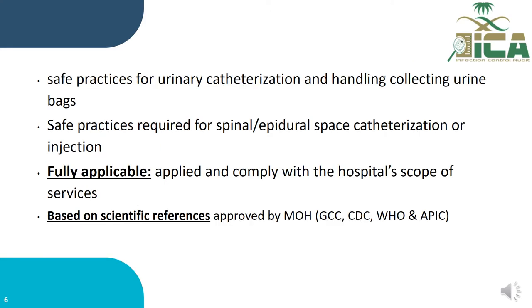Also, the policy should include the necessary safe practices for urinary catheterization and handling or collecting the urine bag, like the required supply, antisepsis, recommended personal protective equipment, and the procedures. Also, it should include the safe practice required for spinal or epidural space catheterization or injection: the required supply, antisepsis, and the recommended personal protective equipment and procedures.